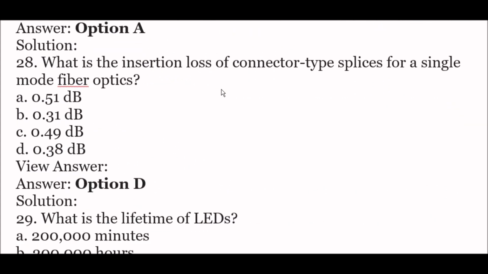Next question. What is the insertion loss of connector type splice for a single mode fiber optics? Option A 0.51 dB, option B 0.31 dB, option C 0.49 dB, option D 0.38 dB. Right answer is option D 0.38 dB. 0.38 dB is the insertion loss of connector type splice for a single mode fiber optics.